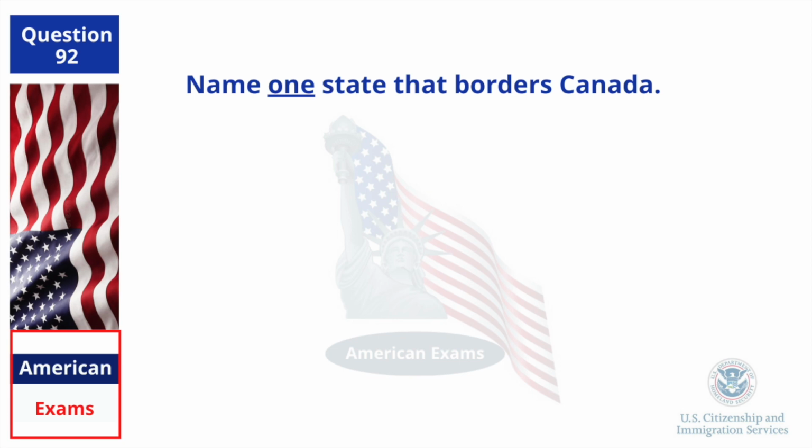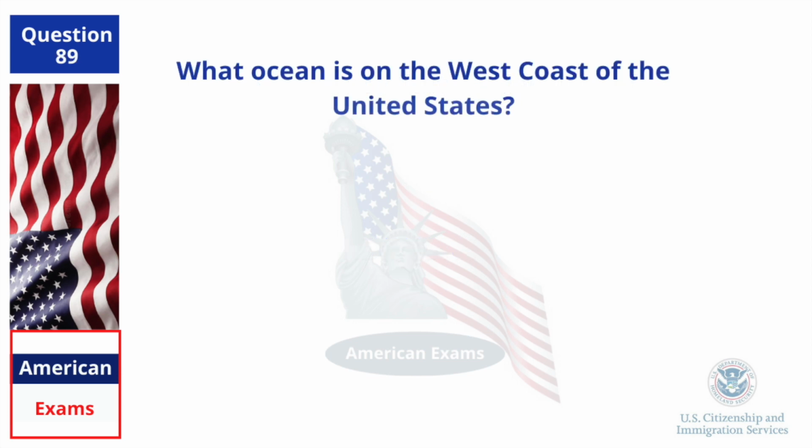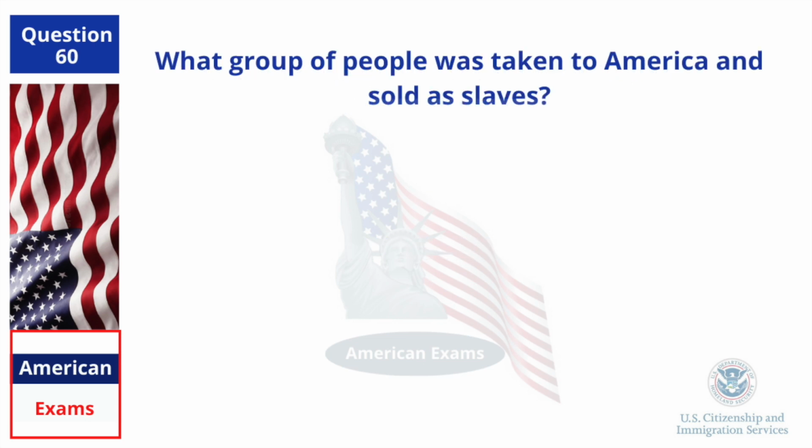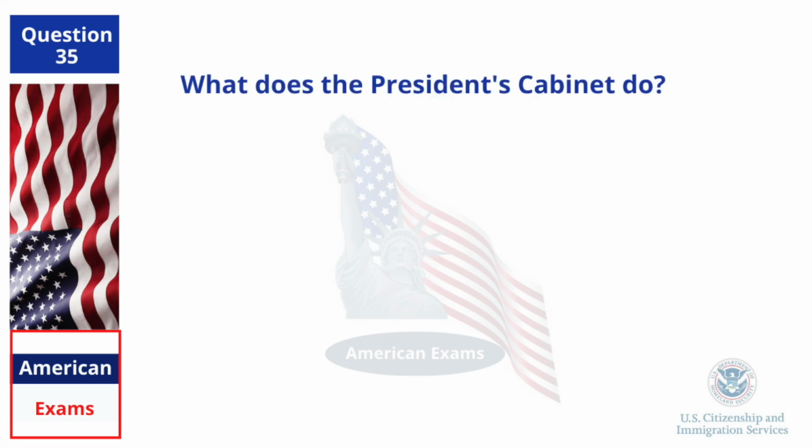Name one state that borders Canada. New York. What ocean is on the west coast of the United States? Pacific Ocean. What group of people was taken to America and sold as slaves? Africans. What does the president's cabinet do? Advises the president.